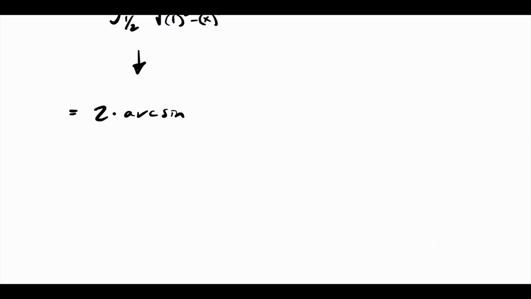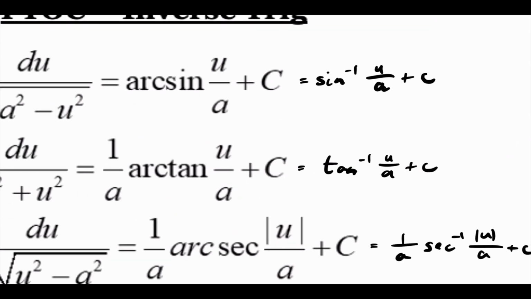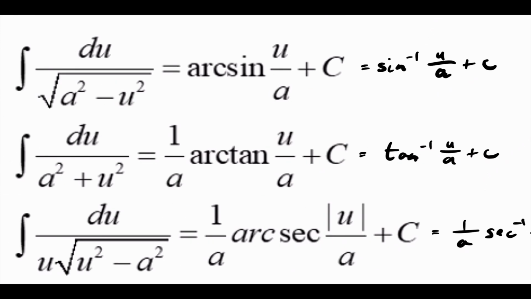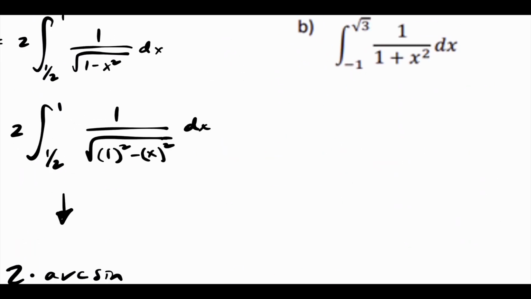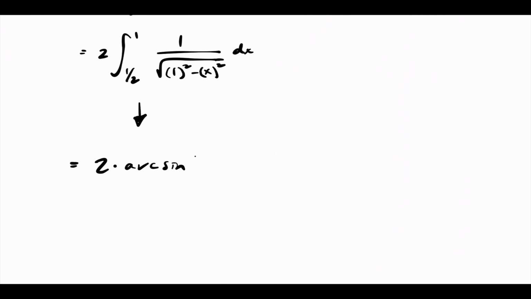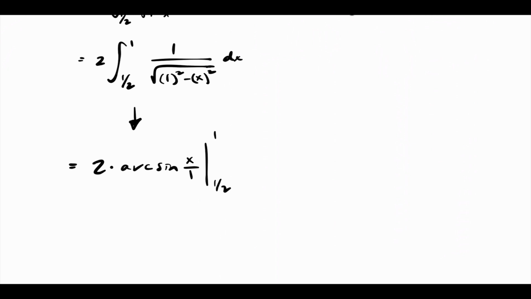So arc sine or inverse sine, U over A. So we said A was 1, and we said U was X. So it's going to be X over 1. Now we're not going to use a plus C here because we have bounds. So we actually have to evaluate these.